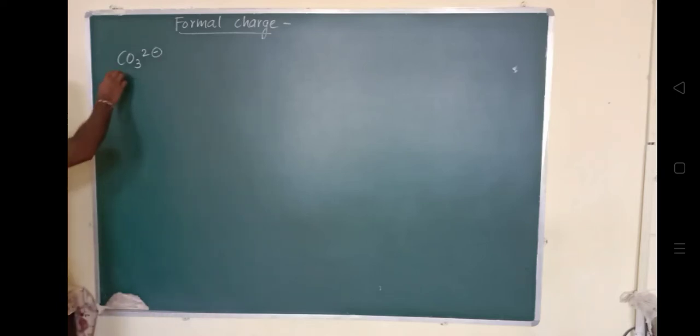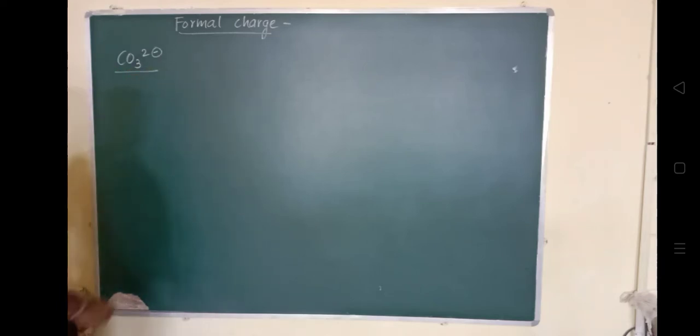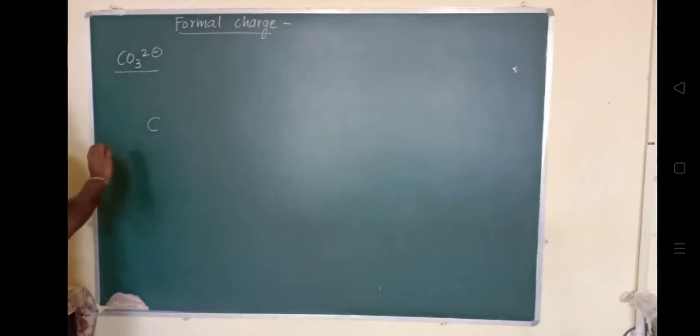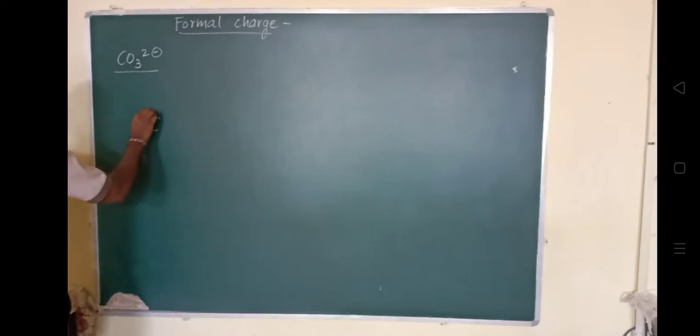Take the example of CO3 2 minus. Already yesterday we have drawn it. Suppose carbon has 4 valence electrons, so it can be represented like this: 1, 2, 3, 4, and suppose this is 5, 6. Right now we are drawing for CO3 2 minus. What are the possible conditions? They are like this.